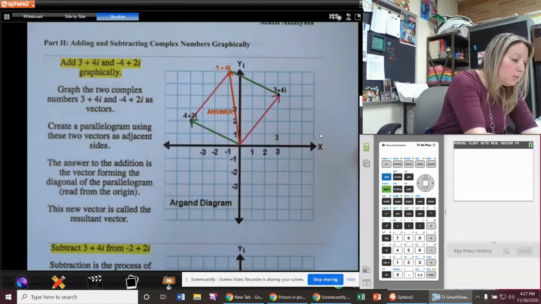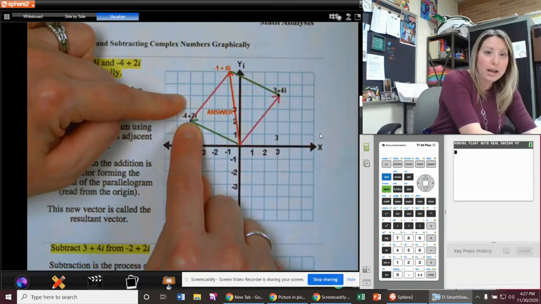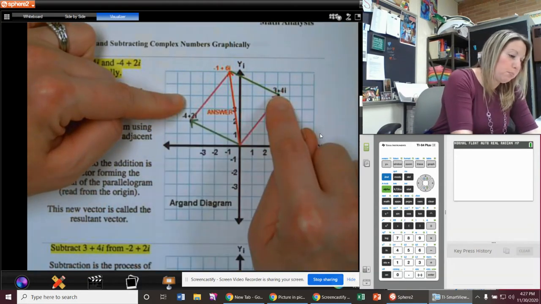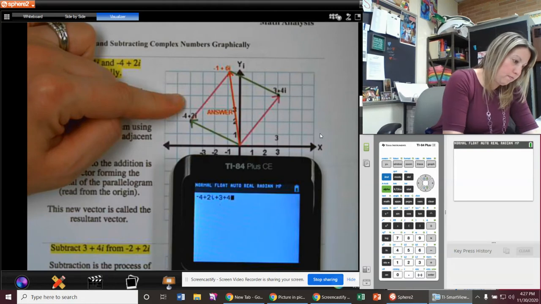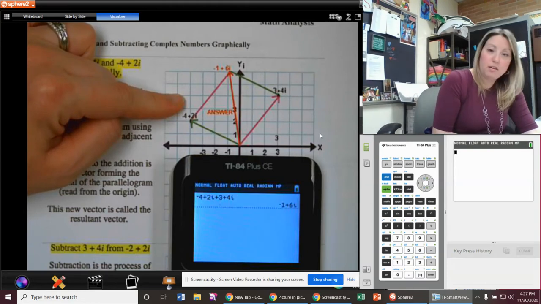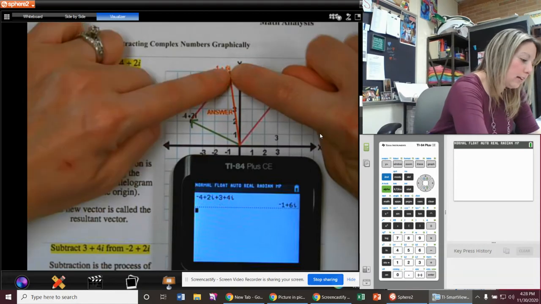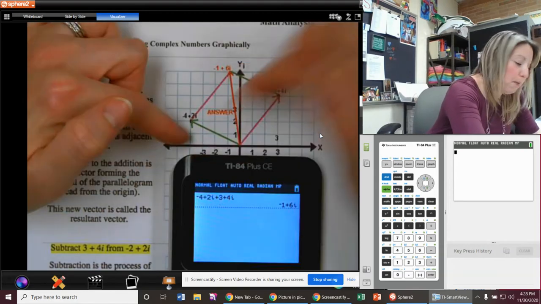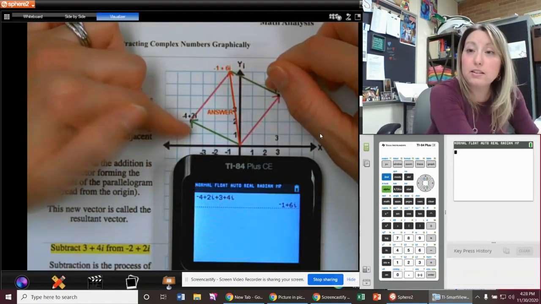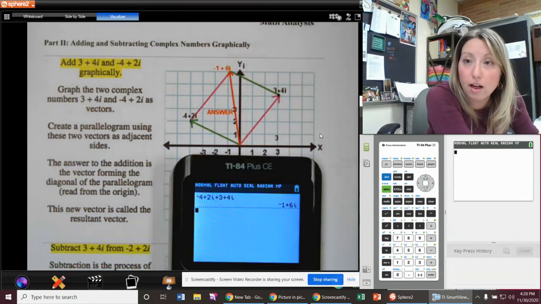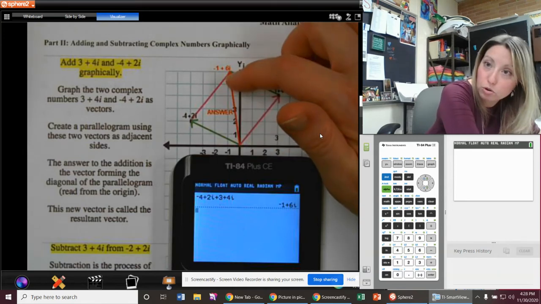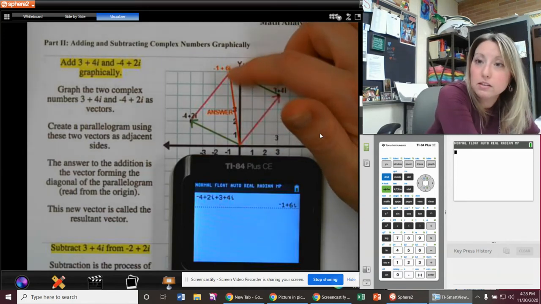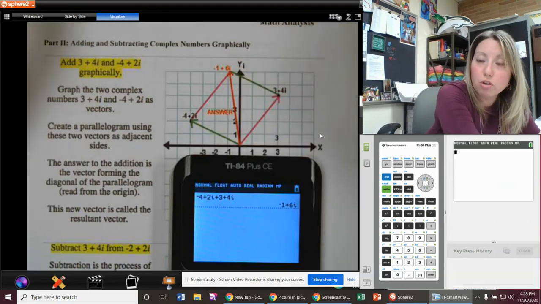This is exactly what would happen if you add -4 plus 2i with 3 plus 4i. And you get -1 plus 6i, which is exactly where those 2 vectors met when you put them end to end. It's the diagonal in that parallelogram. It's the diagonal from 0, 0 up to that point where those 2 other sides meet. That is the vector that is your resultant vector.